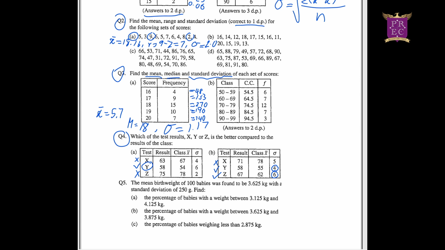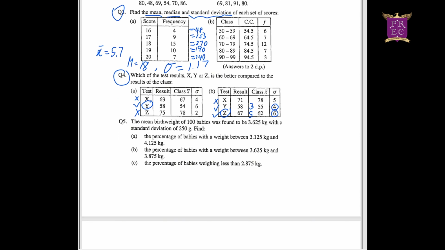Okay, so here they've performed better because there's a wide spread of results, and it's harder to achieve a good result. Okay, and have a look here. How much more from the average is he? 5. How much more from the average is he? Only 3. Okay, so Z has definitely done better. So the answer is Z for this one, and Y and Z.